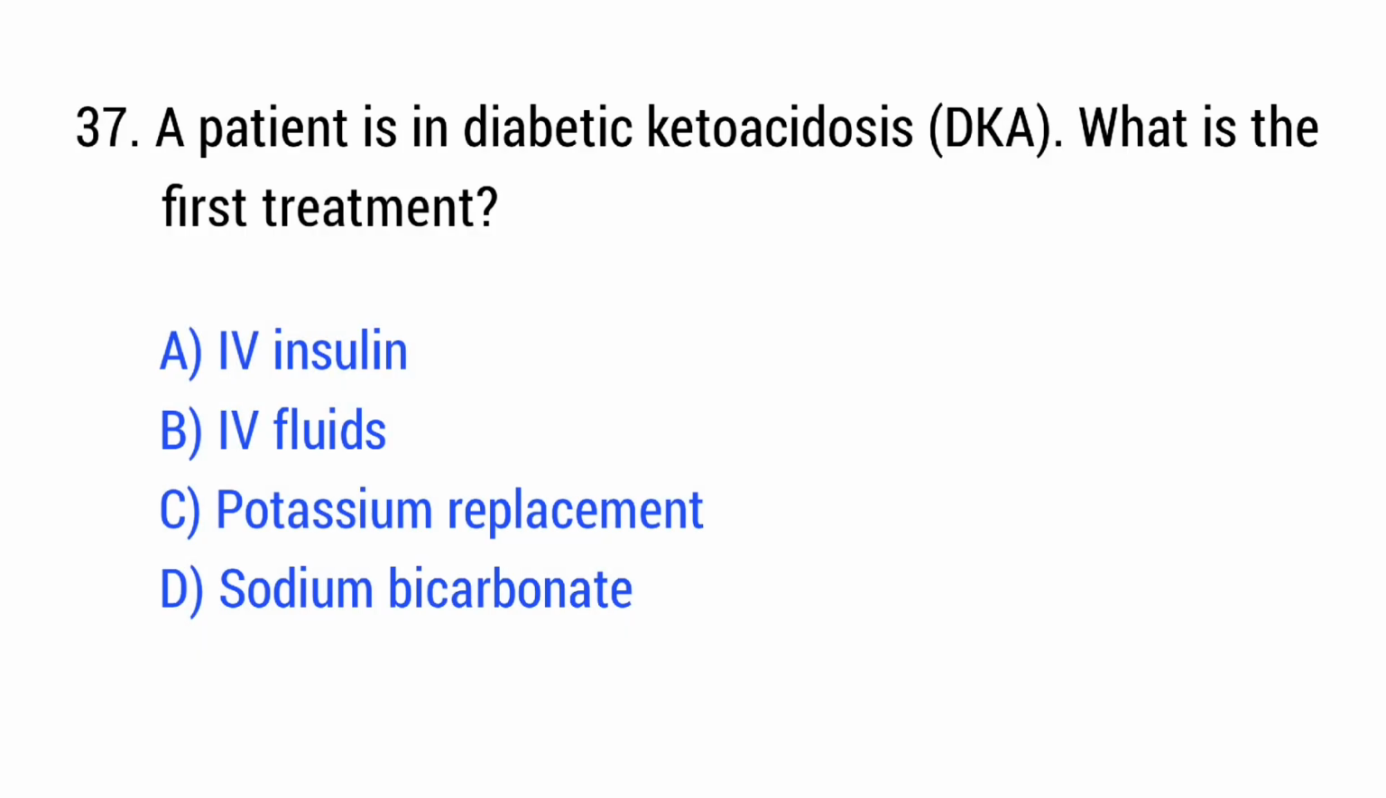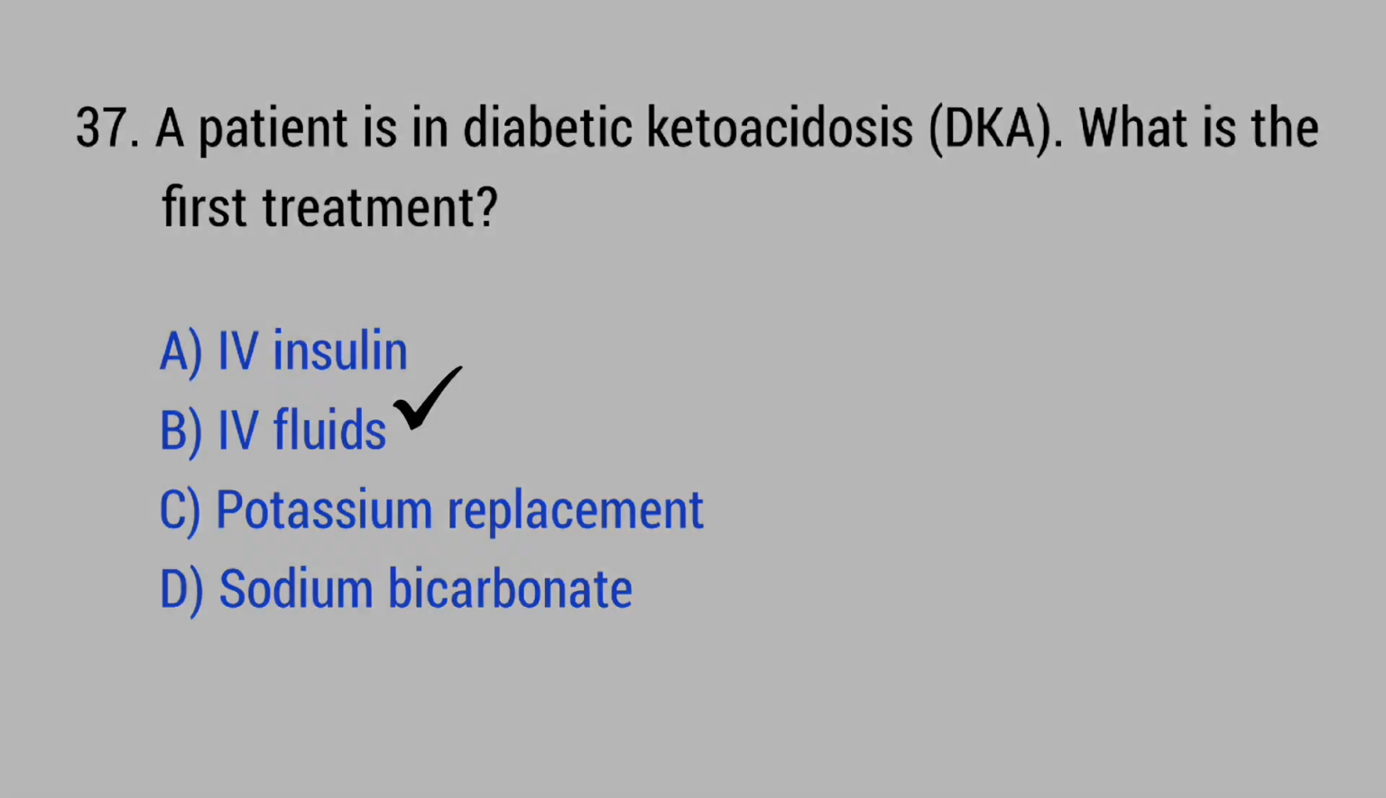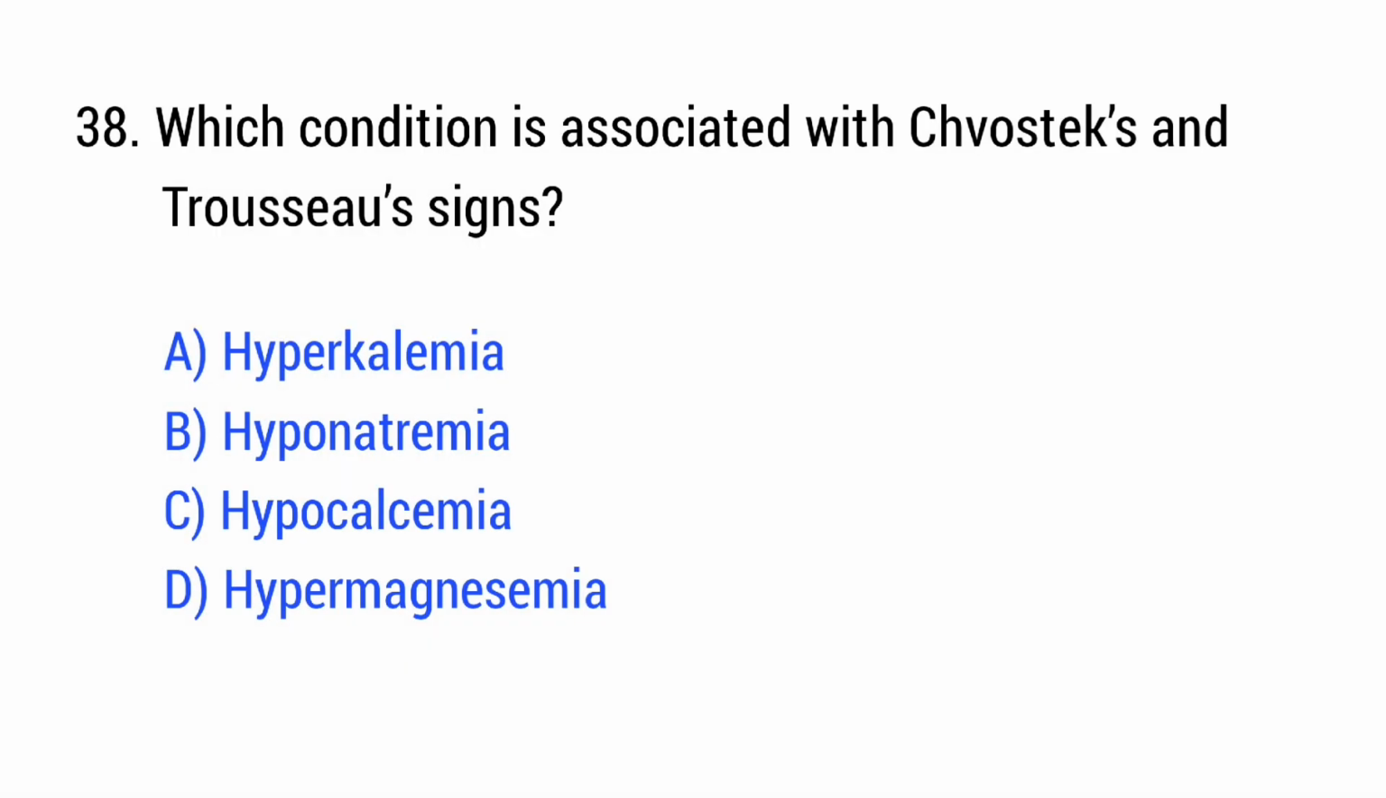Question number 37. A patient is in diabetic ketoacidosis. What is the first treatment? The right answer is option B, IV fluids. Question number 38. Which condition is associated with Chvostek's and Trousseau's signs? The right answer is option C, hypocalcemia.